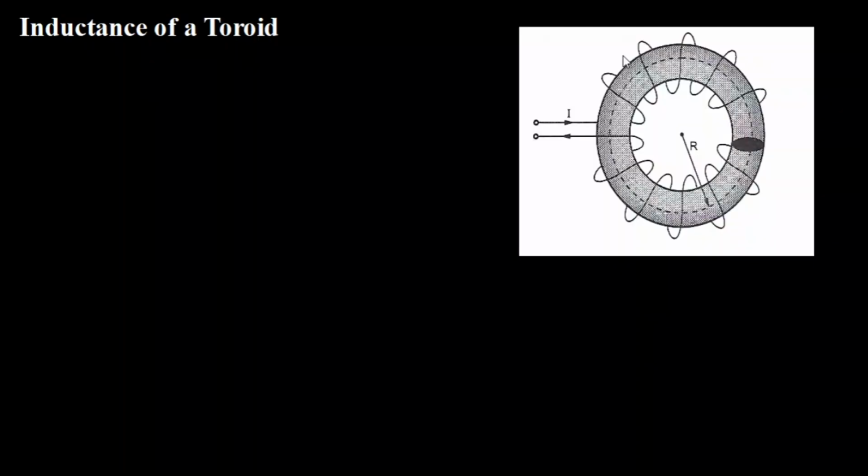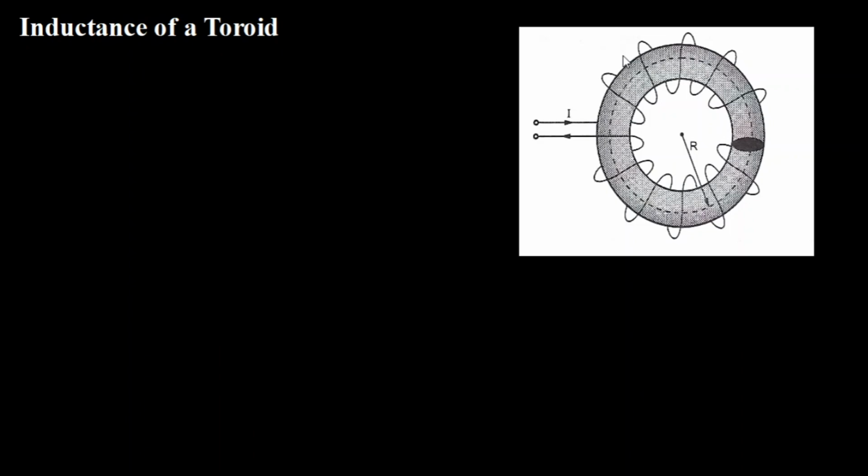Hi, in today's video we will quickly find the inductance of a toroid. Have a look at the figure on your screen. A toroid is basically nothing but a solenoid bent or reshaped in the form of a ring.